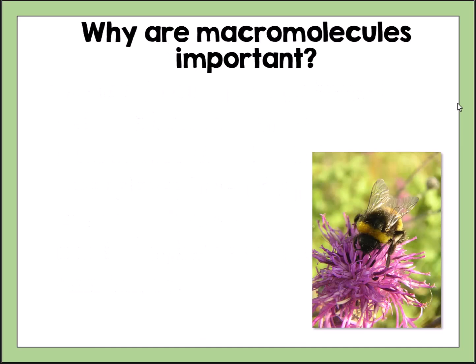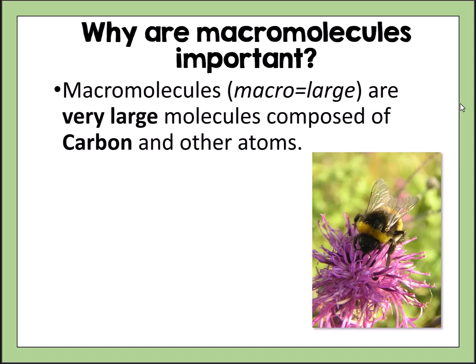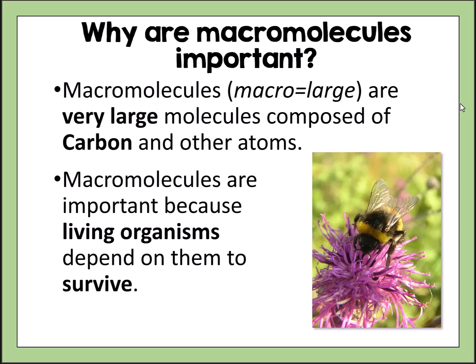So now let's discuss some special types of molecules called macromolecules. And these are particularly important for our study of biology and living things. Macromolecules, and we get the term macro from the prefix meaning large. So macromolecules are very large molecules composed of carbon and other atoms. So we're not talking about H2O here, we're talking about much larger molecules with lots of atoms in them. Macromolecules are important because living organisms depend on them to survive.